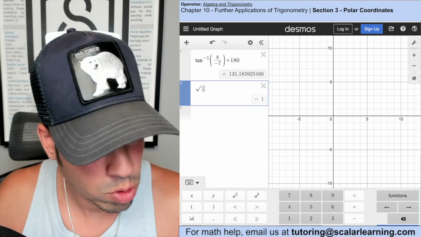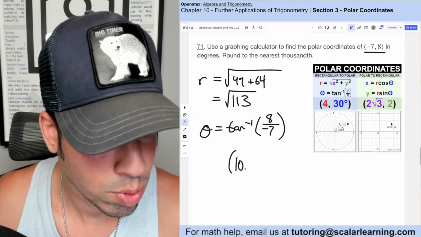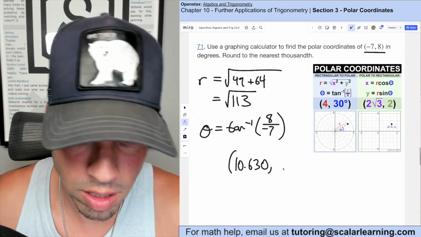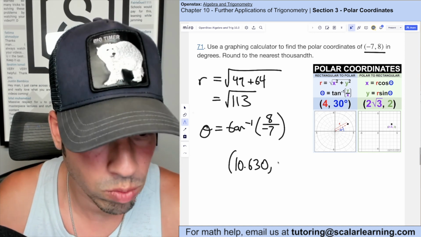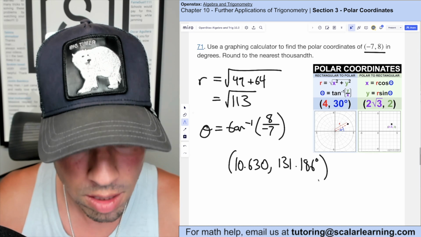131.186. And then for square root of 113, we get 10.630. So we got 10.630, the r value first, and then the degrees value. We've been doing radians, but now we're in degrees, 131.186 degrees. That's how you do it.